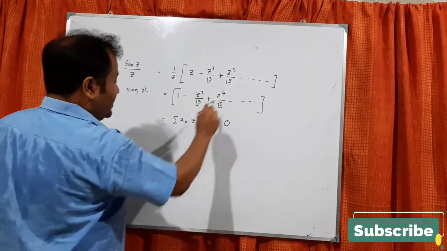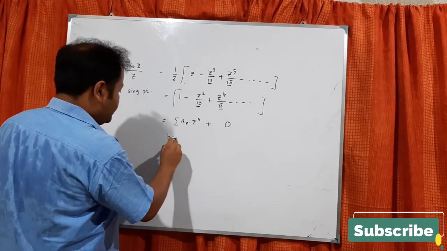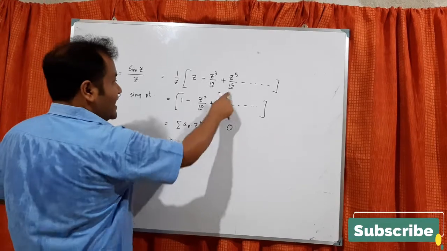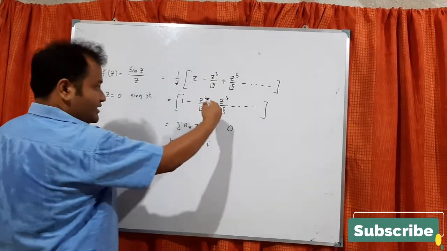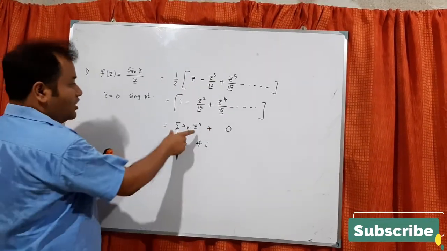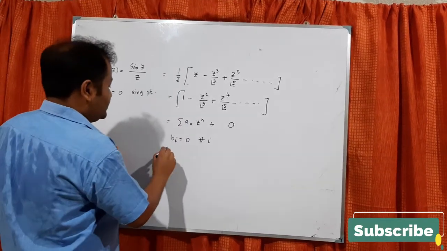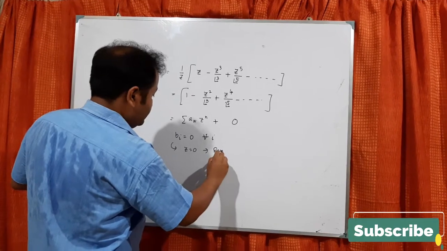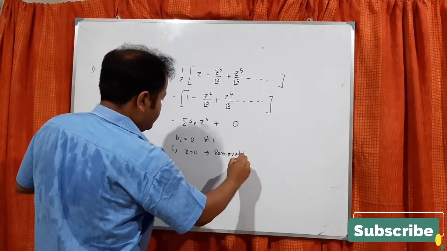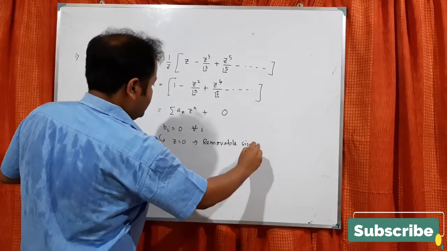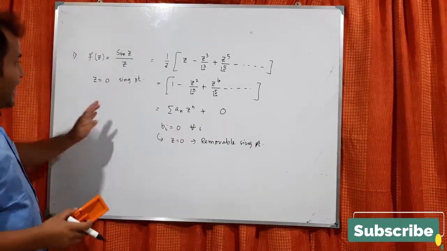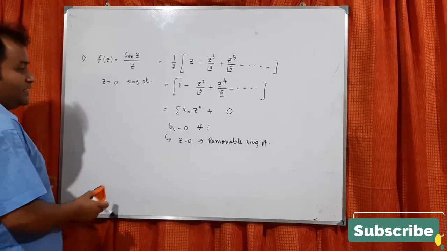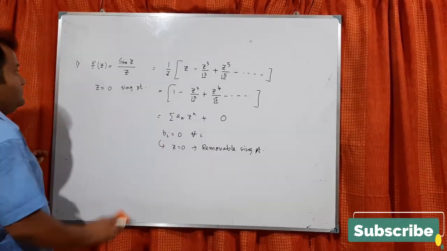So that is, b_i are 0 for all i, because all the powers are there in the numerator, there is no power in the denominator. So it is a removable singular point. So z equals 0 is a removable singular point. Understand? Now the same problem I want to change a little bit and let's see what will be the case. So I think you can understand this one.